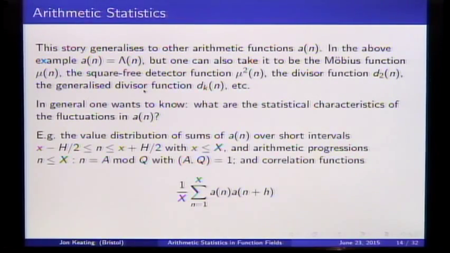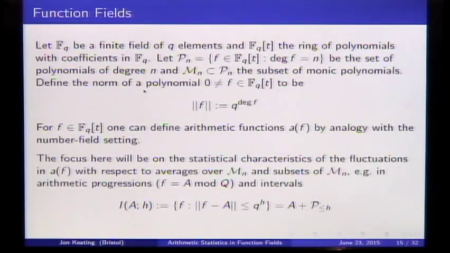And we're going to analyze this in a slightly different situation. This is the function field setting. So we had talks on this yesterday and indeed last week at the summer school. So Alina gave a talk on this yesterday and set out much that is on this slide. So I'll go through this reasonably quickly.